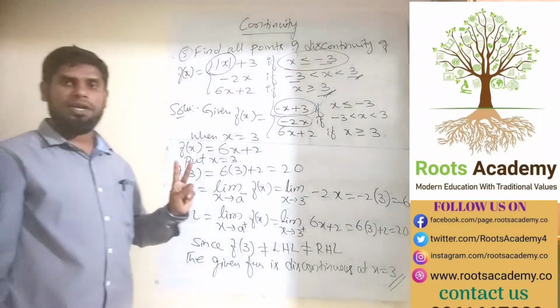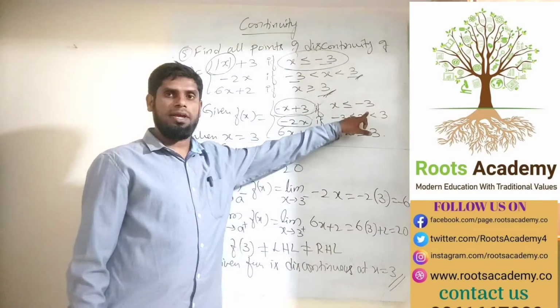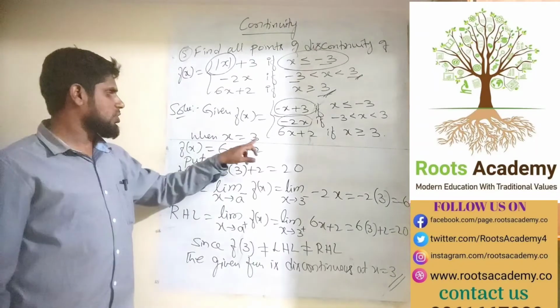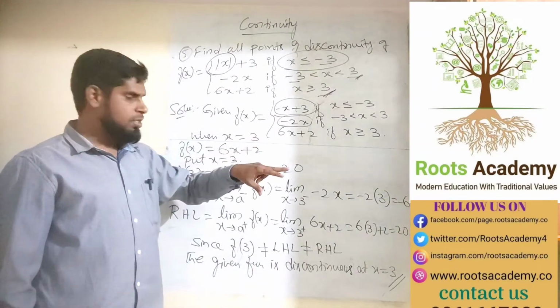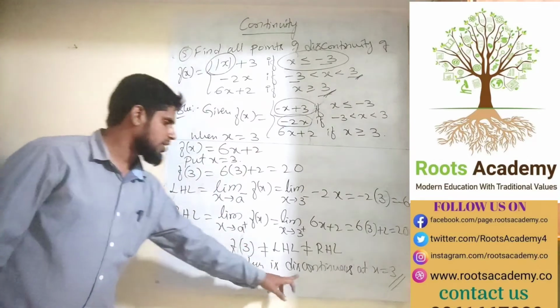Here there are two conditions for x. First condition was x less than 3. There it is continuous. Now when I took x equals 3, that is the second condition. At this time the function is discontinuous.